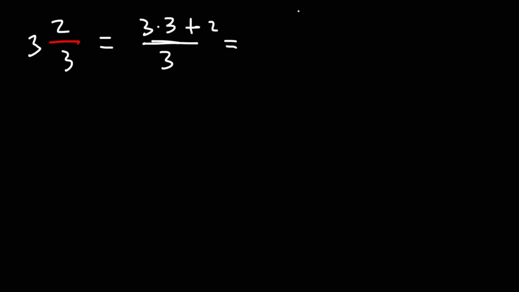Now what about going the other way? What if we had a mixed number? How can we convert the mixed number into an improper fraction? So first, rewrite the denominator. Next, multiply these two numbers. 3 times 3 is 9, and then add the numerator. So we got 3 times 3 is 9, plus 2 is 11. The answer is going to be 11 over 3.